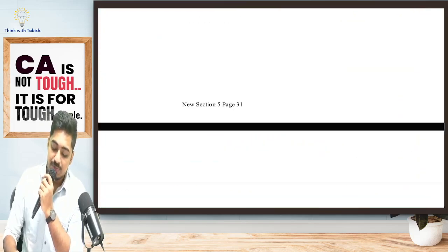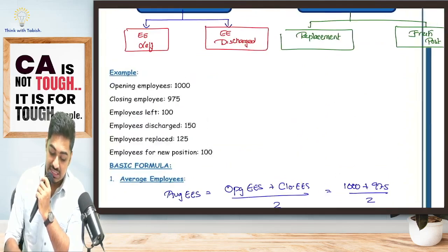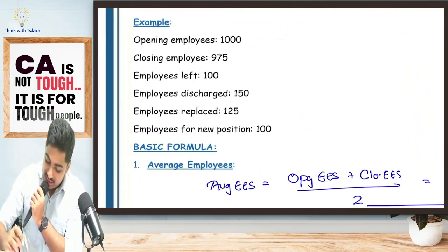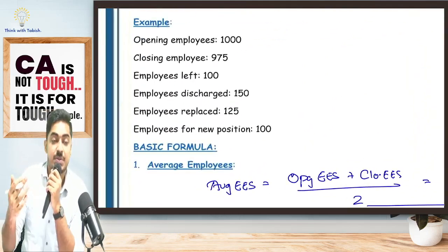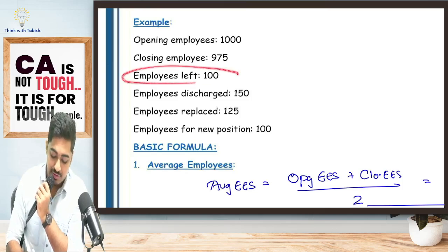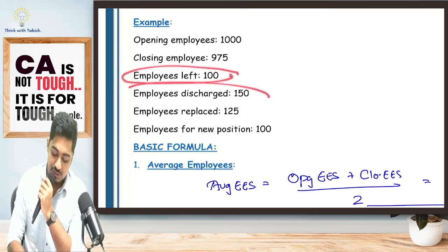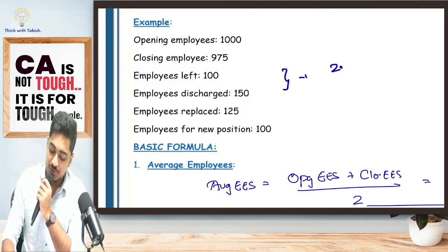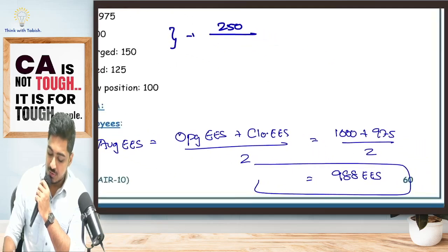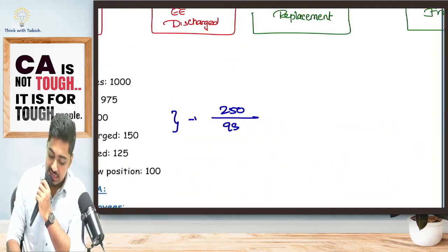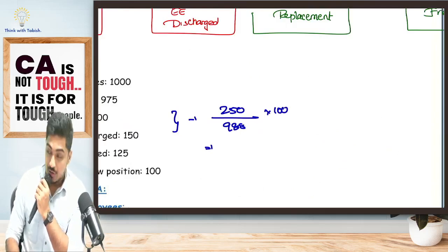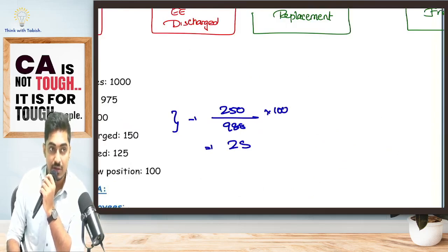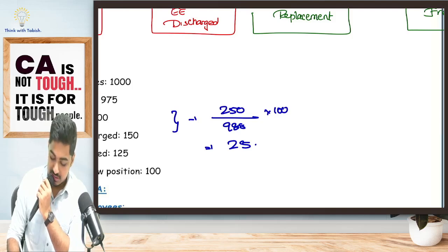So in this example, let me try seeing how much percentage employees have left. Look at this, everyone. What is the percentage of separation? Tell me how many employees have left? 100. How many employees we kicked them out? 150. So total, how much separations are there? So 250 separations are there. On an average of how many employees we are having? 988 into 100. That means how much percentage, students? 20.3. Okay, percentage.